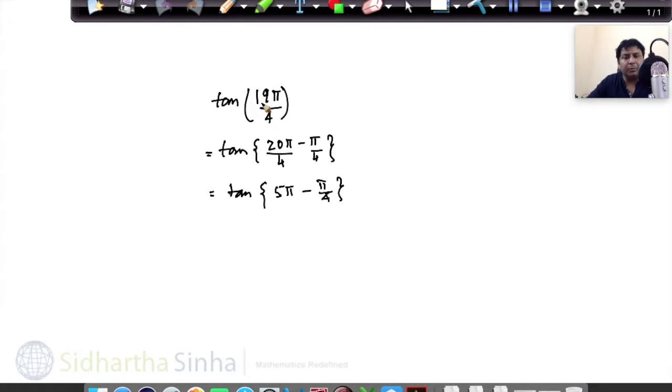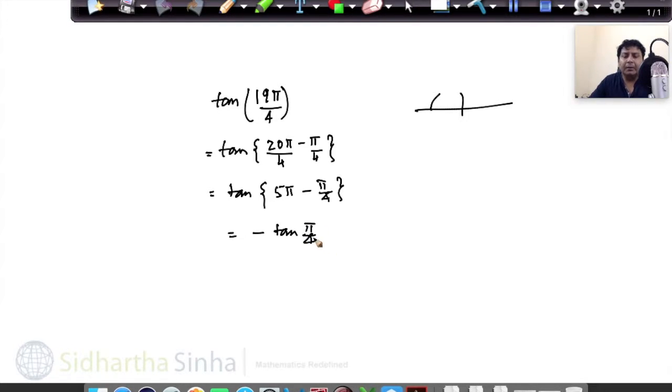The worst method would be to do 19 into 360 by 4, and that's foolishness, you know. You're just calculating a big angle, then you'll keep rotating it to find out where you're standing. This is so easy because 5 pi means you're standing here, and minus, so you go back. So you're in the second quadrant, isn't it? So you got the answer as minus tan theta.